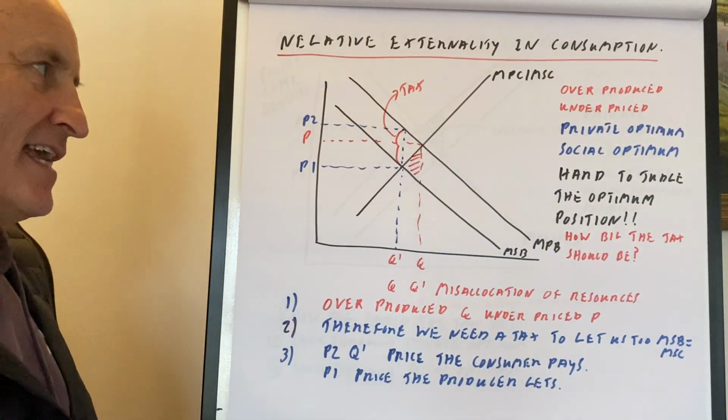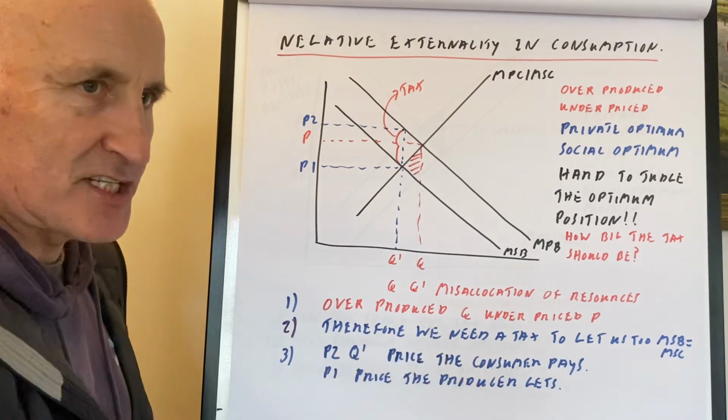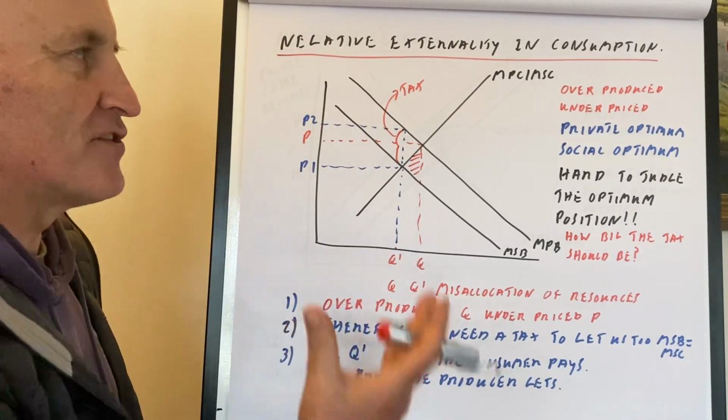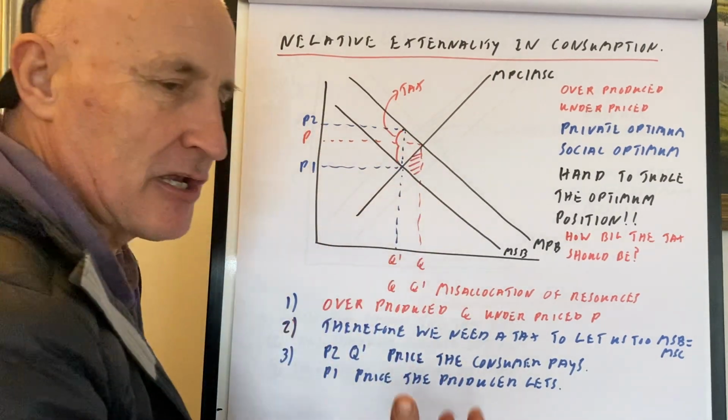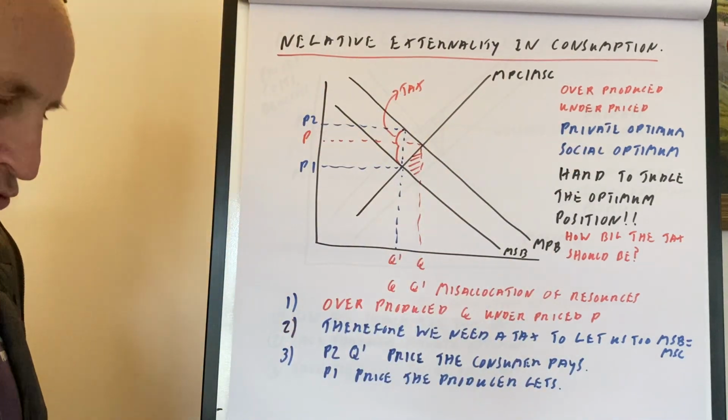The evaluation bit is how big should the tax be, and that depends on, if it's the case of oil, how big the threat to climate change is. Okay? Really cool diagram. Thank you.